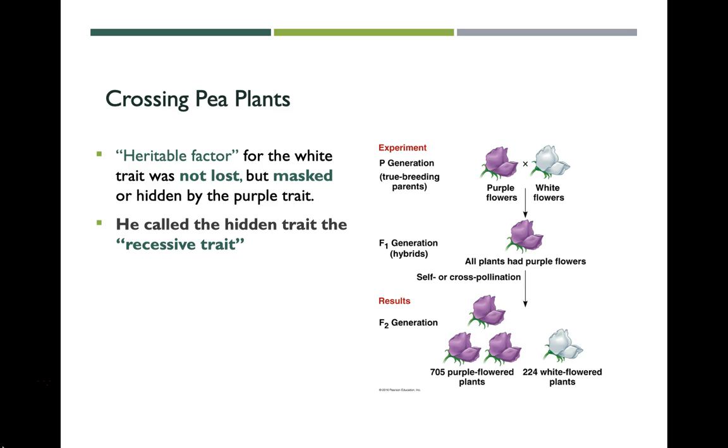That white trait and all of the other traits that were lost in that F1 generation were not actually lost. They were just masked or covered up by the other trait in the cross. So in this case, the white flower was covered up by the purple flower, but it appeared again in that F2 generation. That trait that was masked and then reappeared is known as the recessive trait.